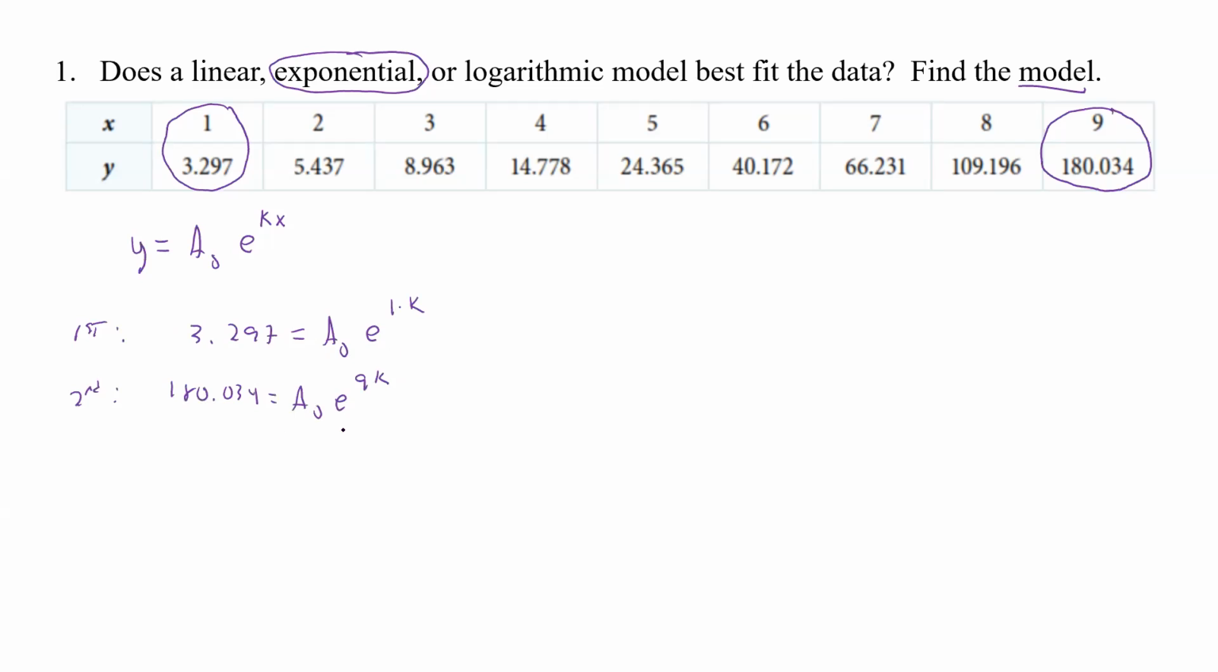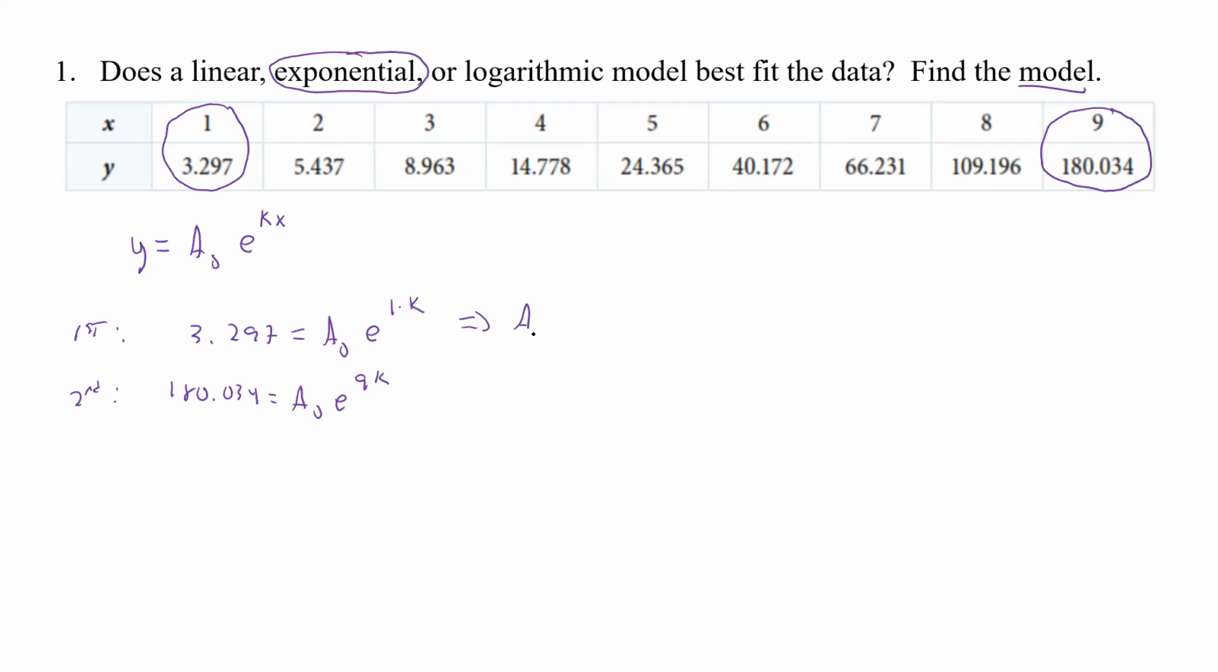So now we've got two equations, two unknowns. Well, what I'm going to do is solve the first one here for a naught, because then I can take it and plug it in here. And after that, I'll have two things with k in them, because this will have a k in it, and that'll have a k in it. And hopefully it'll work out so we can solve nicely that way.